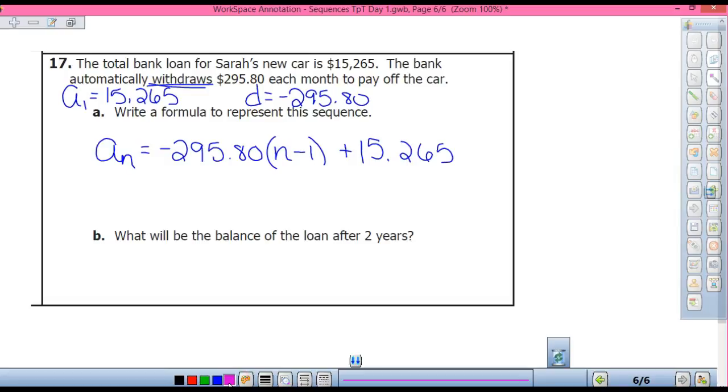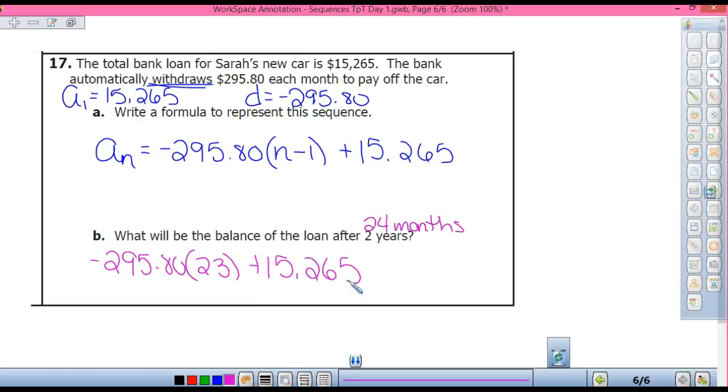After 2 years, how often are they withdrawing money? Every month. So how many months is 2 years? So 24 months is what we're actually trying to find. So we're taking negative 295.80 times 23, because we're taking 24 minus 1, and then we're adding our 15,265. And how much money do I still owe after 2 years? 8,461.60.